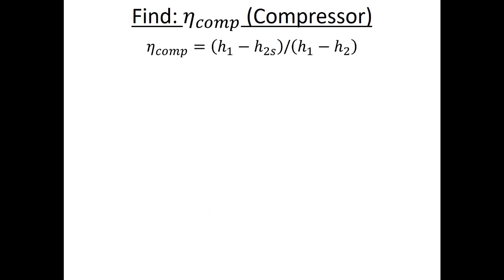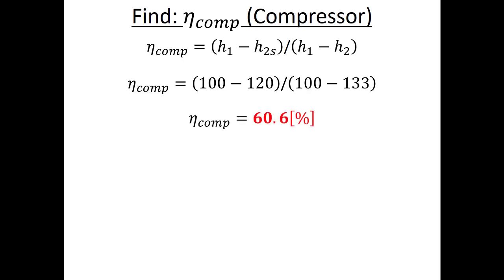So now we can find the compressor efficiency. We know that the ideal compressor consumes less power than the real compressor because that power consumption is a cost, and the irreversibilities in the system increase the cost that we have to pay. So now I know all these specific enthalpies because I solved them graphically. They're all in the same units, so this is going to be a dimensionless number. And I get that the compressor efficiency here is 60.6%.